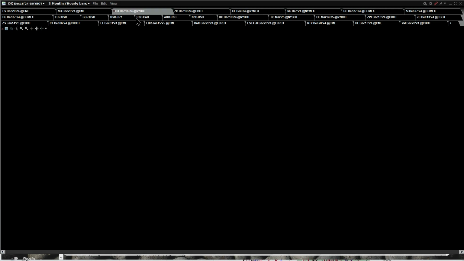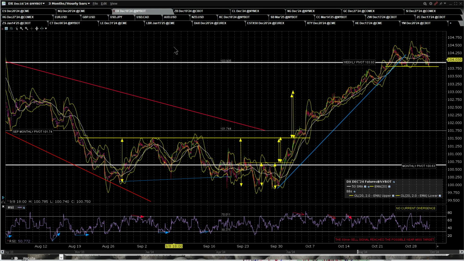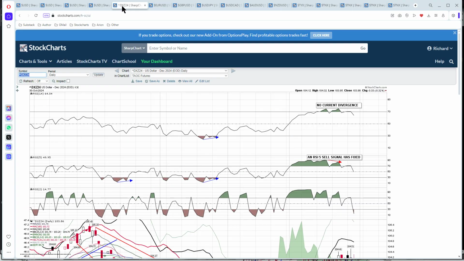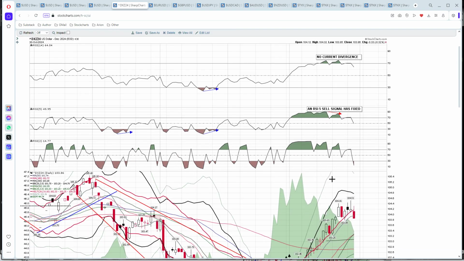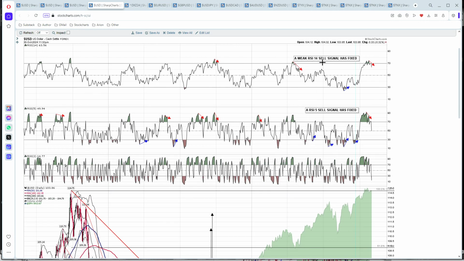All right, let's have a look at DX. Now, DX, we've got a possible little double top forming here, and it hasn't quite reached my target to the upside, which is a bit of a concern because it's quite a strong target. We will see how that goes. But looking at the bigger picture charts there, on DX, we have quite a lot of negative divergence now. We've now got an RSI 5, a weak RSI 14 sell signal fixed. We've got an RSI 5 sell signal fixed. You can see that on the index as well.